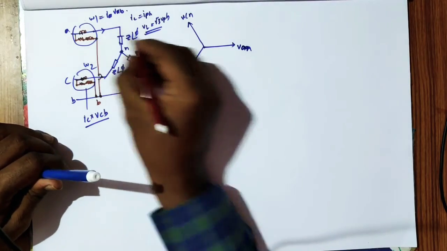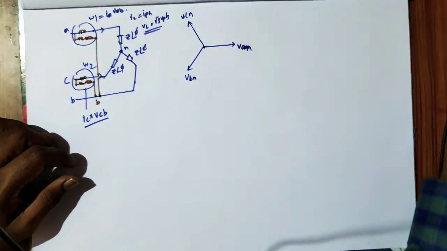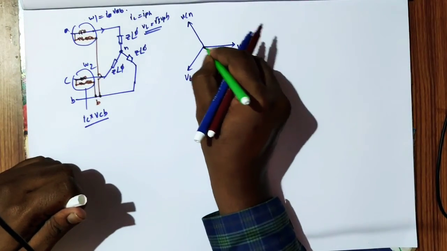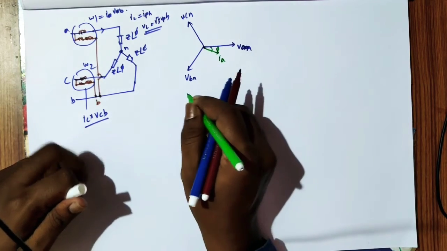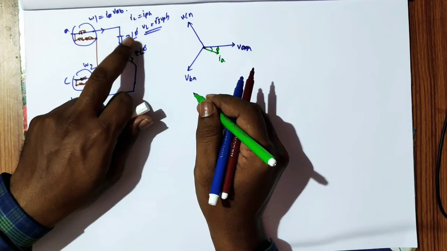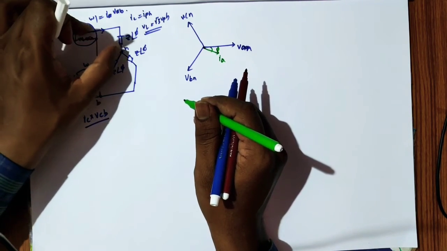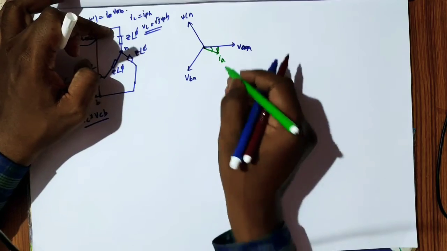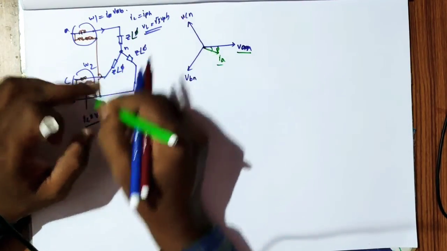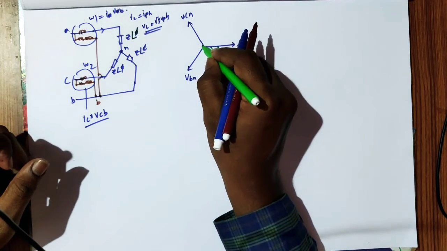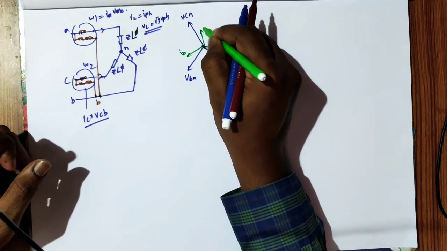So IA equal to what? It is lagging, right? So I'm drawing IA like this. IA is lagging by a phase angle phi. Agree with me, because we have impedance Z angle phi. So IA and VAN are separated by the phase angle phi. Similarly, this is IB and again this is IC.